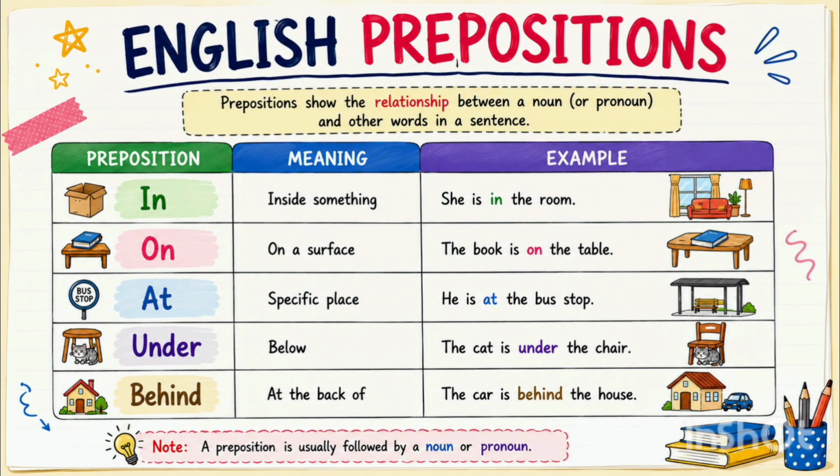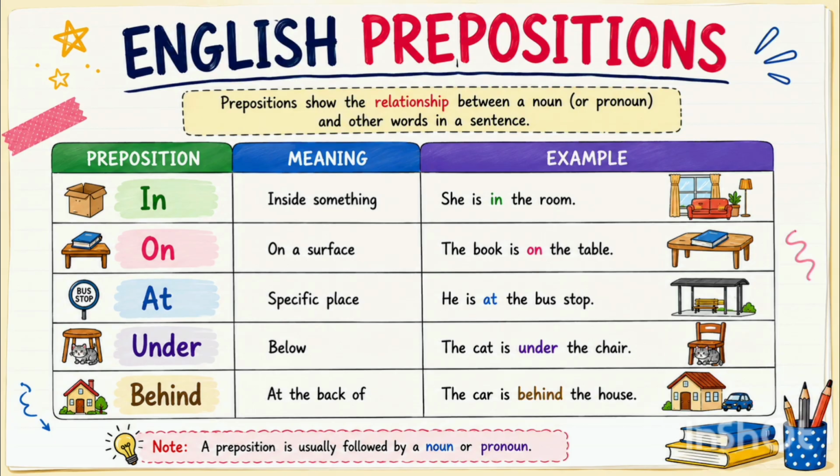In this lesson, we will learn about English prepositions. A preposition is a word that shows the relationship between a noun or pronoun and other words in a sentence. Let's look at some common prepositions. In. In means inside something. For example, she is in the room.